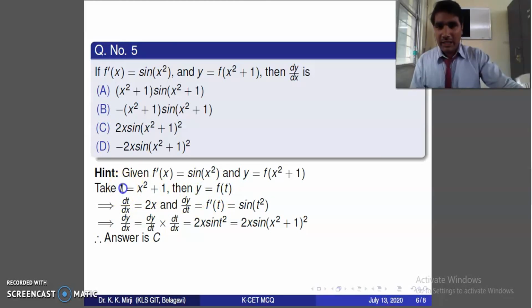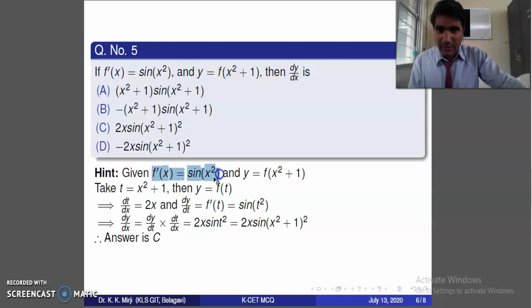That means t becomes dt by dx. With respect to x, if you differentiate, t becomes dt by dx, and the derivative of x square with respect to x is 2x, and the derivative of 1 with respect to x is 0, so you can leave it. And dy by dt, that means y we are differentiating with respect to t, so dy by dt is equal to f of t becomes f dash of t.